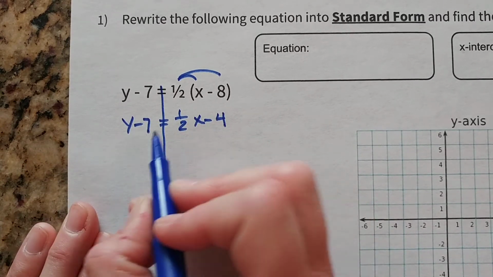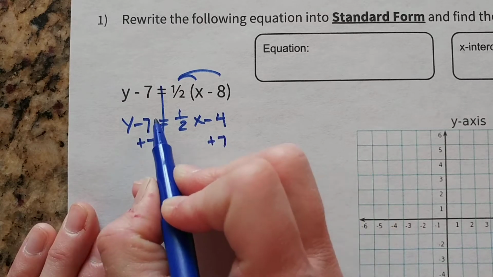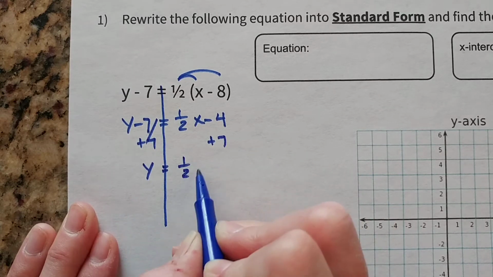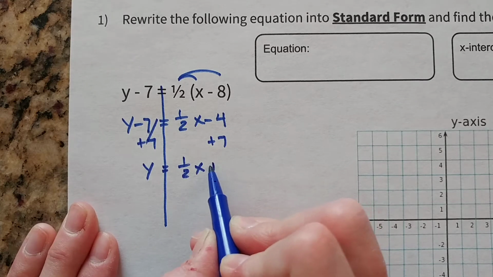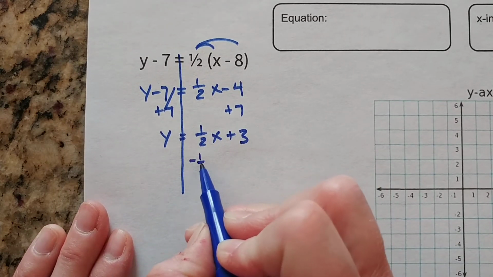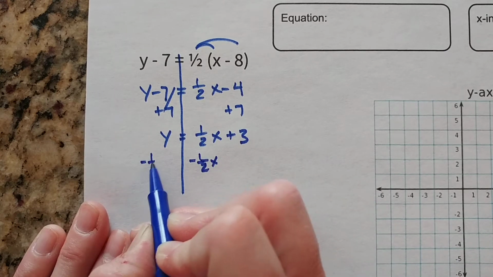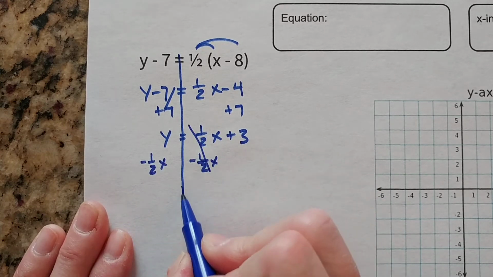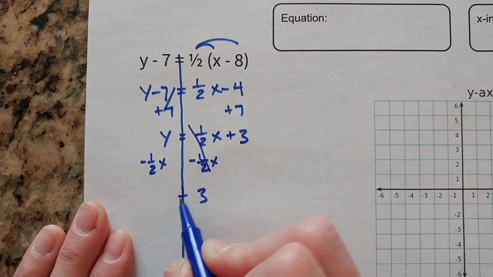Then we could get the -7 to the other side by adding it. Here if we add, we get 3. Now the x term needs to move to the left. You can do that by subtracting. We'll bring down the 3.